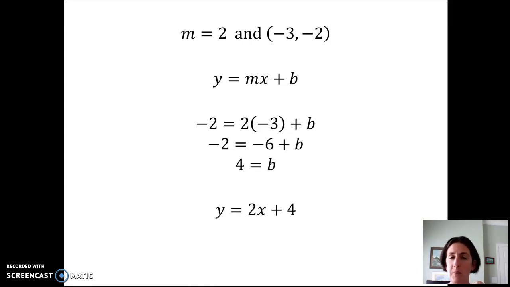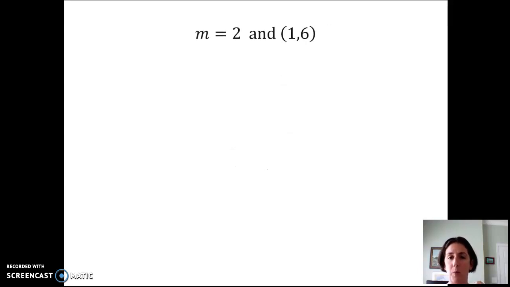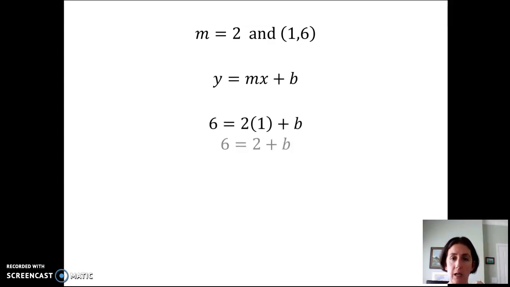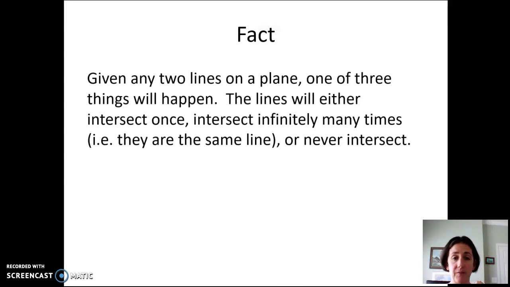But what if you didn't pick that first point? What if you picked the second point instead? So same thing, y equals mx plus b, plug in your m, x, and y, and solve for b, and notice you still get b equals 4. So since both of these points are on the same line, and they have the same slope of 2, they'll give you the same y-intercept, that same b value. And so regardless of which point you choose, you'll end up with a b of 4 and that y equals 2x plus 4.